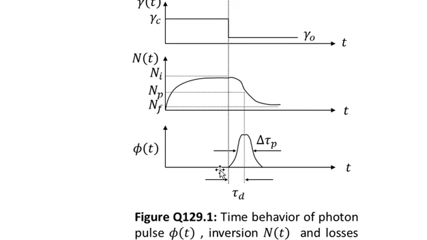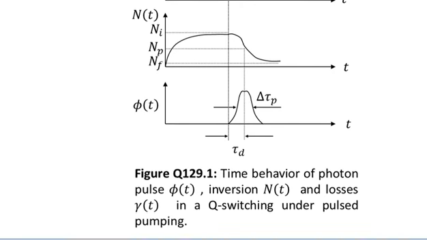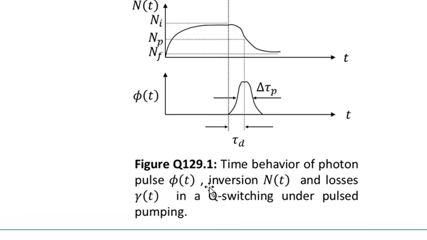And here is the plot of phi of t, so phi of t versus time has been shown. You can see the pulse is here. The pulse has a width of delta tau p, and the time required for the pulse to reach its peak value is tau d. The caption of the figure is: time behavior of the photon pulse phi of t, the inversion N of t, and the losses gamma of t in Q switching under the pulsed pumping technique.